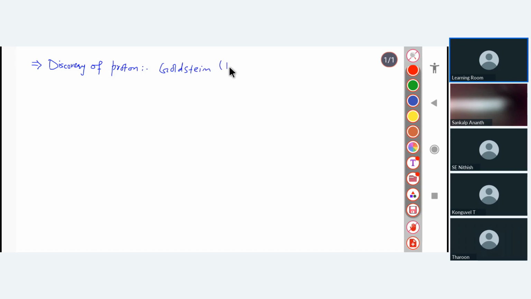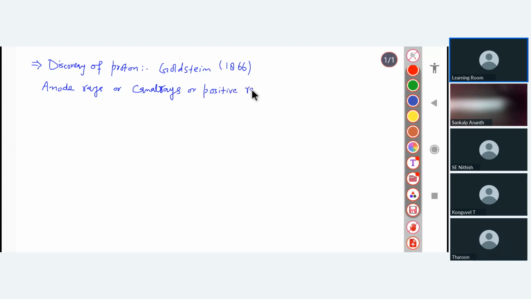Yes sir, Goldstein. I just told that there were some rays which were coming from the anode. They were moving towards the cathode, isn't it? Yes sir. Those rays were known as anode rays, or they are also known as canal rays, right? Yes, exactly. And I also told you that canal rays we can also call positive rays, right?